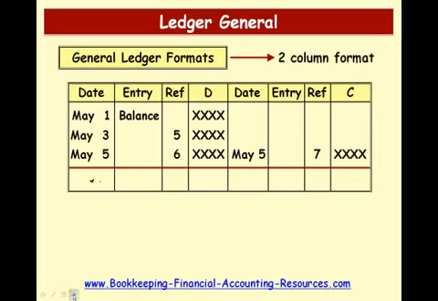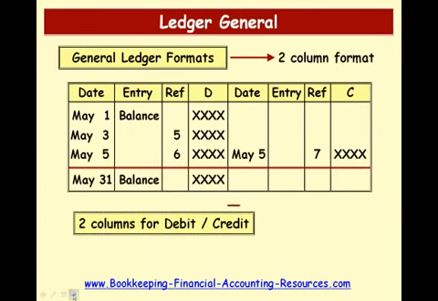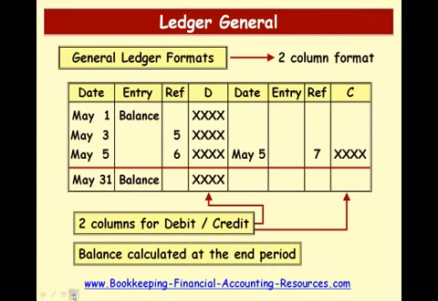The balance of the account is calculated only at the end of the accounting period, so it's May 31st. We add up total debits and deduct total credits if it is an asset category account, and we get the final balance at the end of the accounting period. So we have two columns for debit and credit, and we calculate the balance at the end of the accounting period.